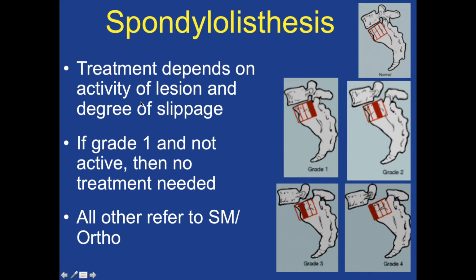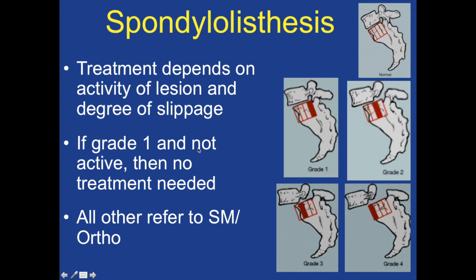And the activity of the lesion you can actually see via bone scan, and if you got a bone scan and the area did not light up, then it would not be an active lesion. An MRI could tell you that too if there was inflammation around there. And again, the degree of slippage. Now you won't see the degree of slippage on a bone scan. You'll need plain films to do that, and/or an MRI.